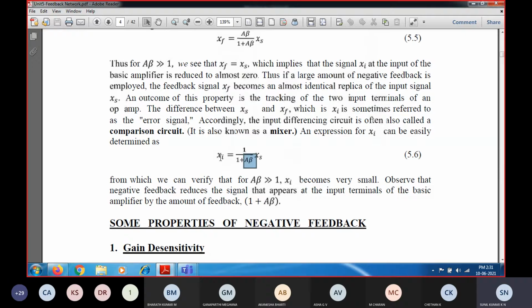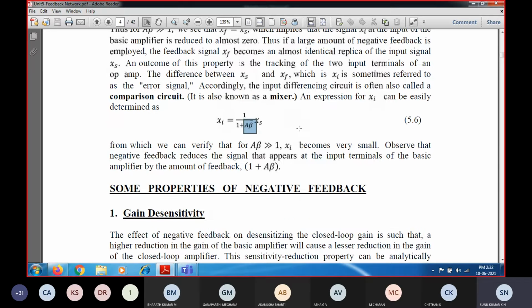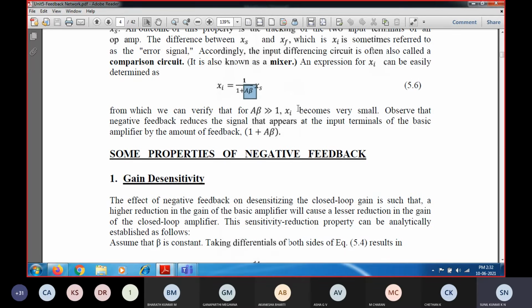Okay, so xi is the input signal, or else we will be calling it an error signal. So error signal will be almost 0. So what will be xi? We have derived that xi will be equal to xs minus xf. Since xf and xs both are nearly the same, you can say that xi will be almost equal to 0. So these are the relationships between the different parameters in the feedback structure.